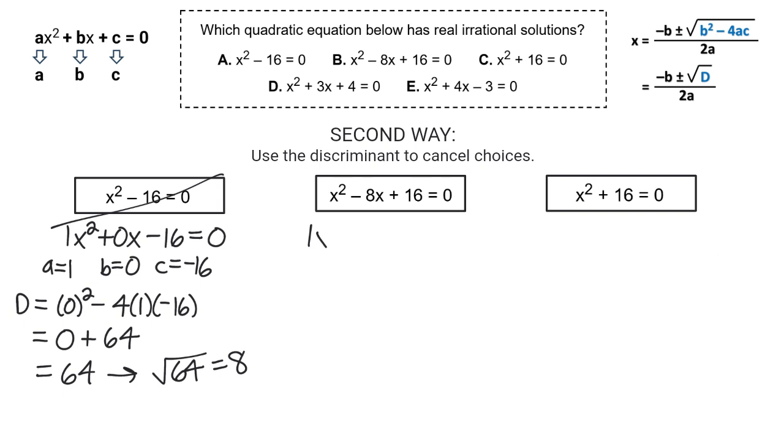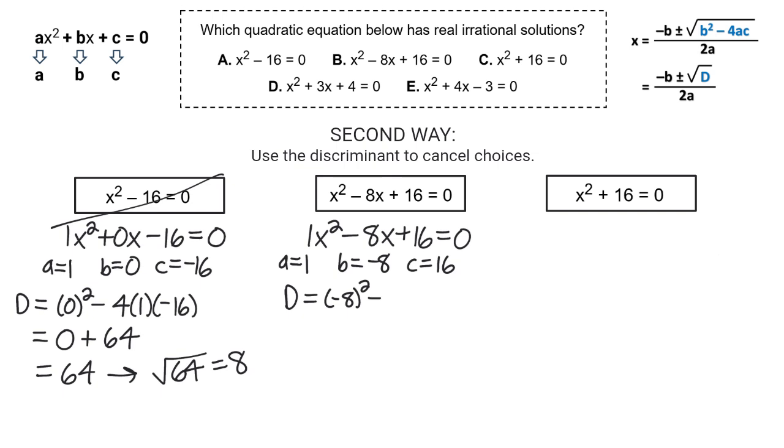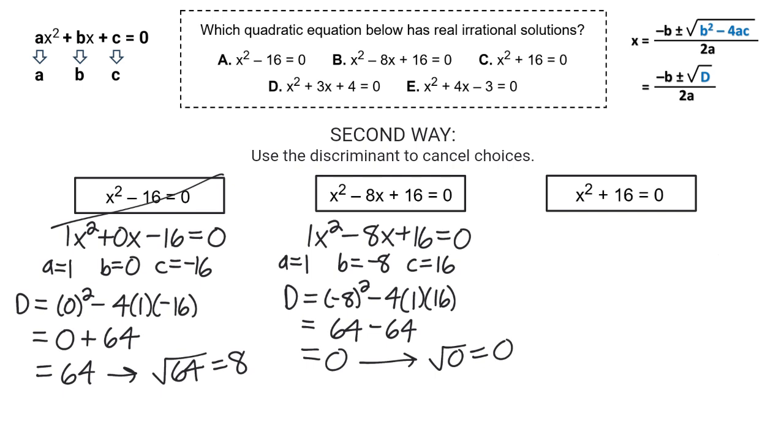Working with the second choice, x squared minus 8x plus 16 equals 0, where a is equaling 1, b is equaling negative 8, c is equaling 16. You're going to end up with b squared minus 4 times a times c. That means you're going to end up with 64 minus 64, which is 0. That means in the quadratic formula, I'm going to end up with the square root of 0. That's also not irrational. That's a perfect square root. Also wrong. Let's look at the next one.